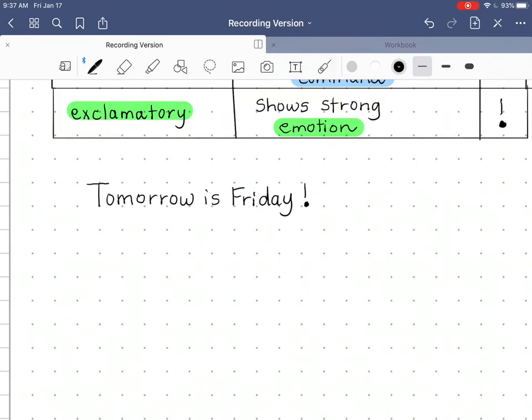But what if I work Friday, Saturday, and Sunday? And I've been off all week, and I say, "Tomorrow is Friday." Okay. That is not very exciting. That is probably just a full stop. Or if you're just having a casual conversation, you're not excited, it's just a statement of fact. Tomorrow is Friday. If I were to say the sun is shining, that's just a statement of fact in most cases.